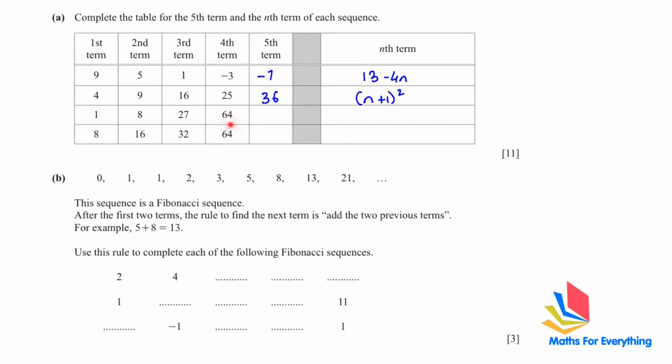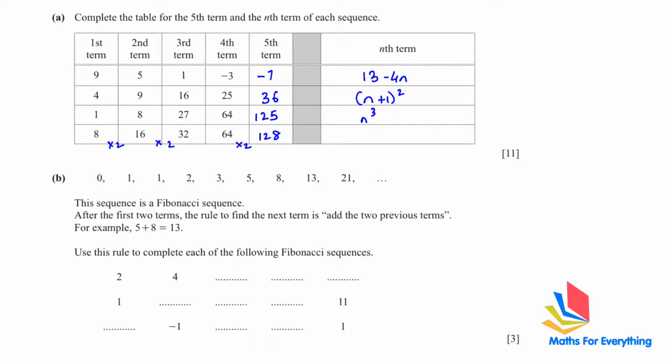Moving on to the third sequence, this is 1, 8, 27, 64. I hope you are aware that this is a cubic sequence, n cube. The fifth term will be 5 to the power of 3, which is 125. Now for the next one. This is 8, 16, 32, and 64. You can see that 8 times 2 is 16, 16 times 2, 32, so on. So 64 times 2 will give you 128.